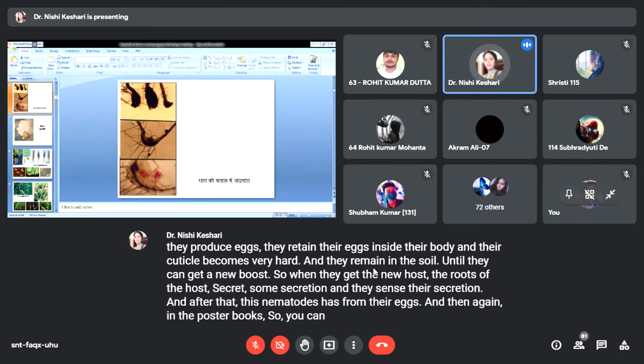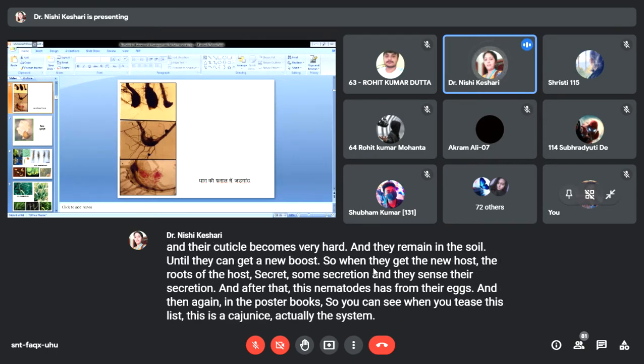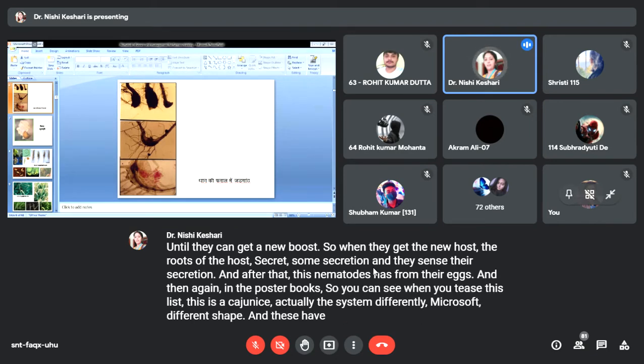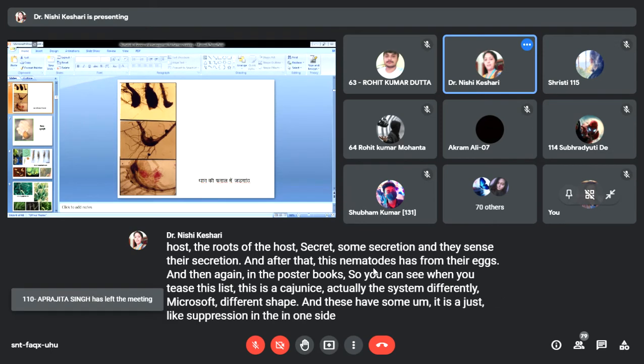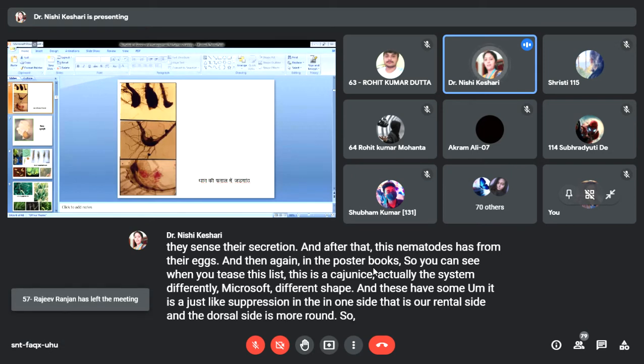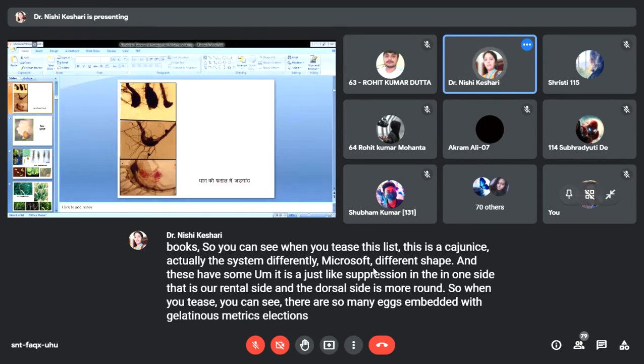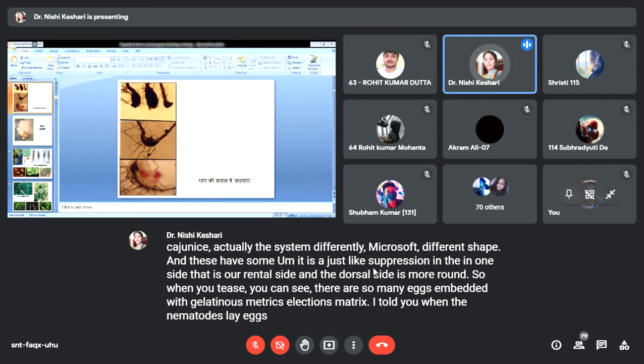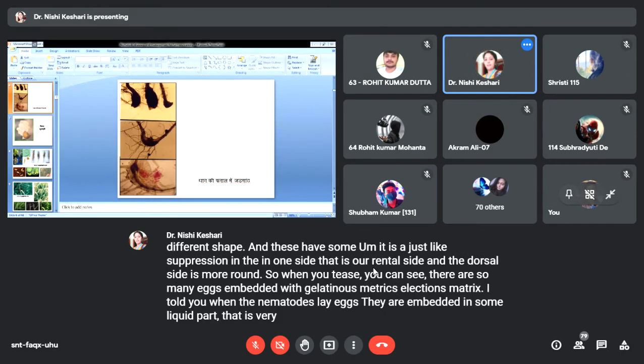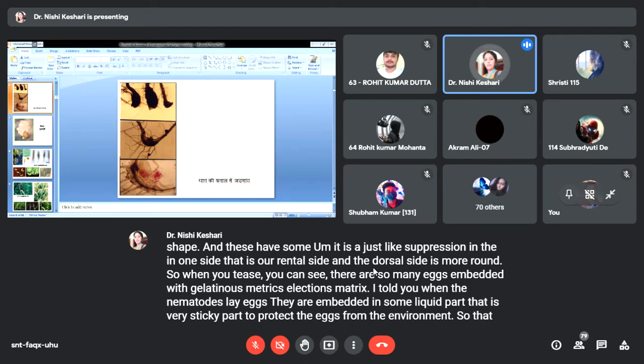So you can see when you tease this cyst, this is Cajani. Actually, the cysts of different nematodes have different shapes, and these have a separation on one side, on the ventral side, and the dorsal side is more round. So when you tease, you can see there are so many eggs embedded in the gelatinous matrix. Gelatinous matrix, I told you, when the nematodes lay eggs, they are embedded in some sticky liquid part to protect the eggs from the environment. So that part is also visible.